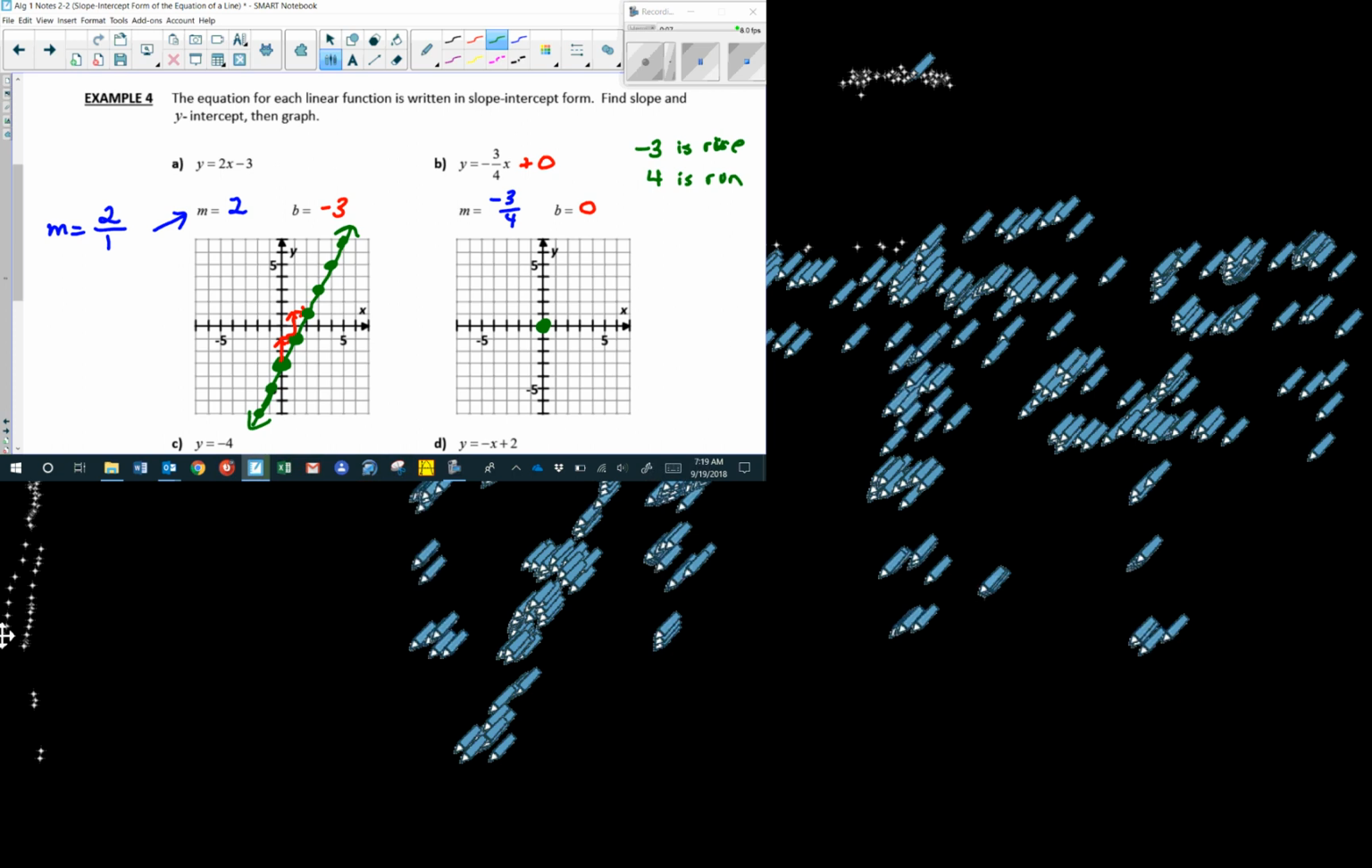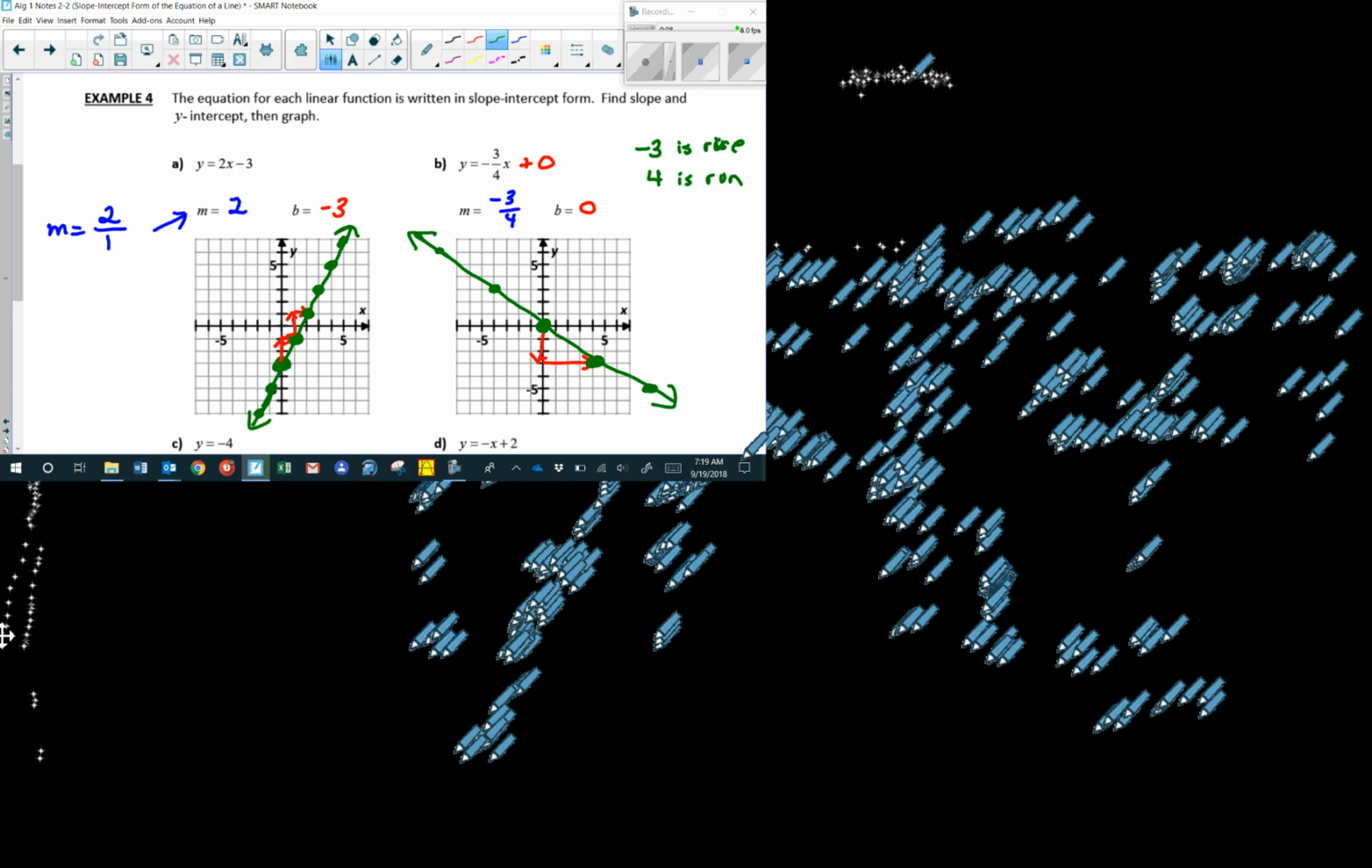So that means from that point, I will go down 3 and right 4 to plot another point, and then down 3 and right 4 to plot another point. That will take me off the grid. I can also go in the opposite direction, up 3 and left 4, up 3 and left 4. Then I'm going to connect my points to plot the rest of the line and put arrows on the end.